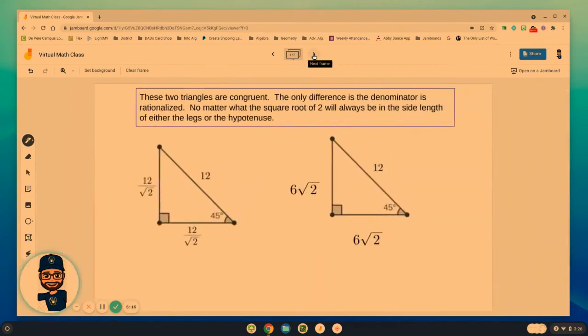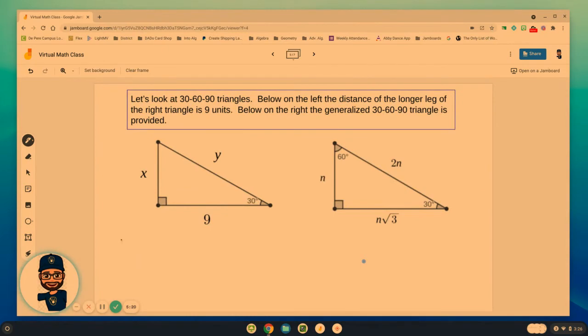All right, so let's just take another look at a different example with a 30, 60, 90 degree triangle. All right, here's what it is on the left. This is the triangle we're trying to solve on the left. We're trying to find x, we're trying to find y. The one on the right is the generalized one with formulas. So this 9 right here, this 9 is really equal to what? It's in the n times the square root of 3 spot, right? It's opposite the 60 degrees, opposite the 60. So we're going to set it equal to n times the square root of 3. If I want n by itself, we divide by the square root of 3.